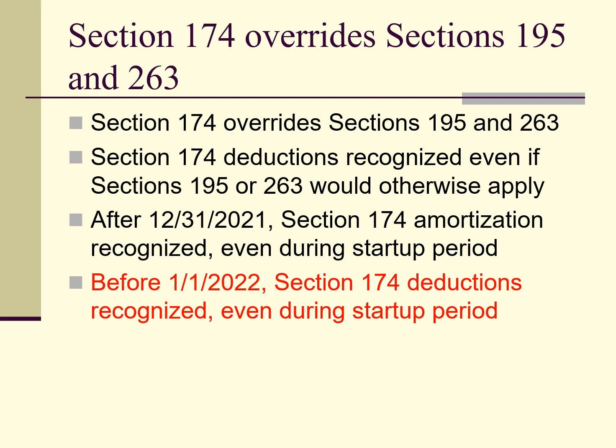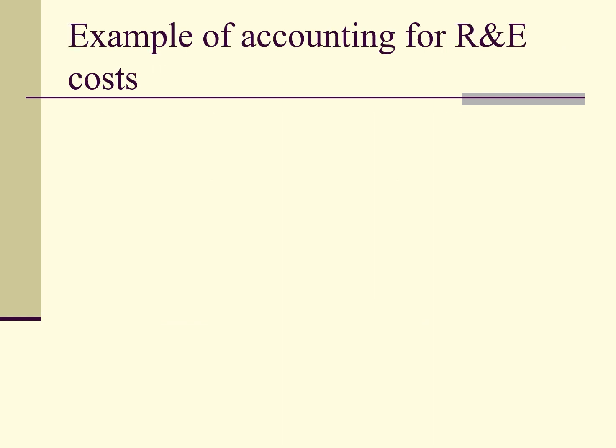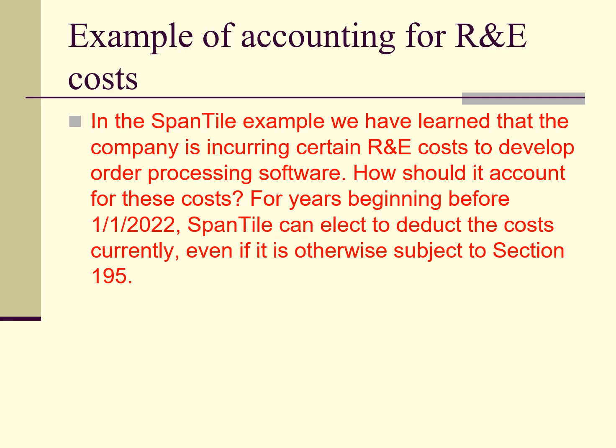If, prior to January 1, 2022, the taxpayer elects to deduct software development costs under Section 174, those deductions can be recognized even during the startup period. Here's an example of the accounting for R&E costs. In the Span Tile example, we have learned that the company is incurring certain R&E costs to develop order processing software. How should it account for these costs?